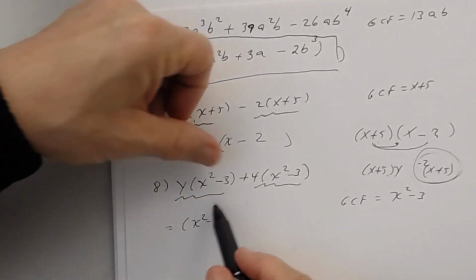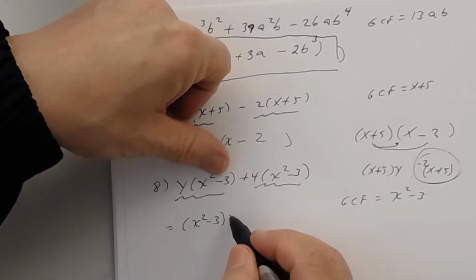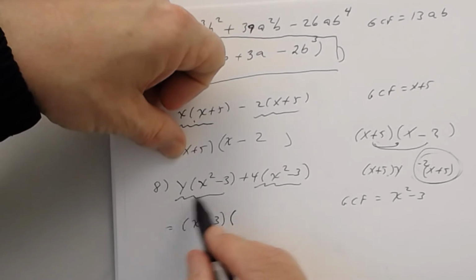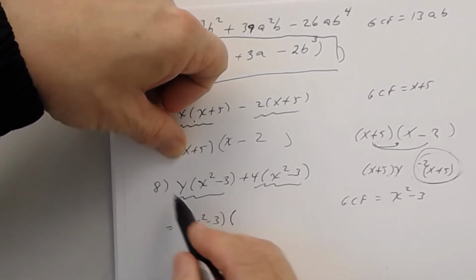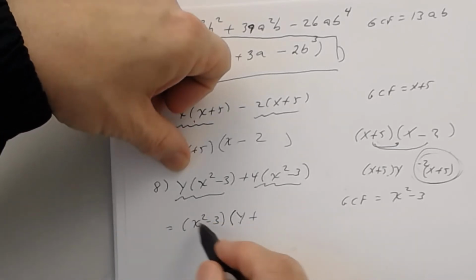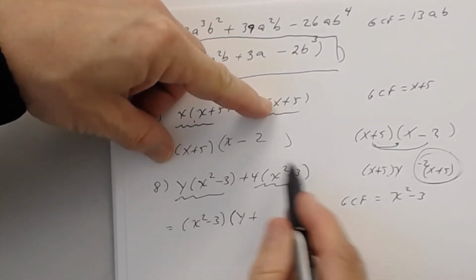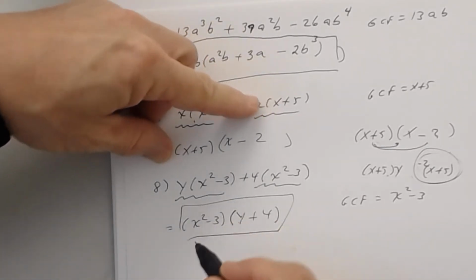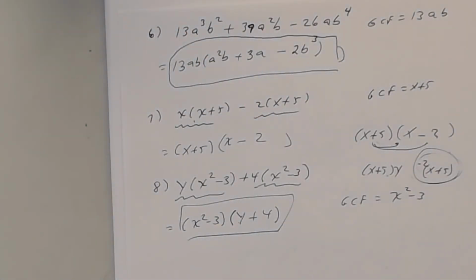So my GCF is x squared minus 3, so I factor it out. And so I get x squared minus 3 times what is this first term right here? Y. Plus, and then x squared minus 3 times what is this right here? 4. So there's your answer. So x squared minus 3 times y plus 4.